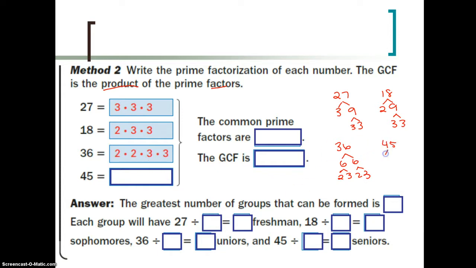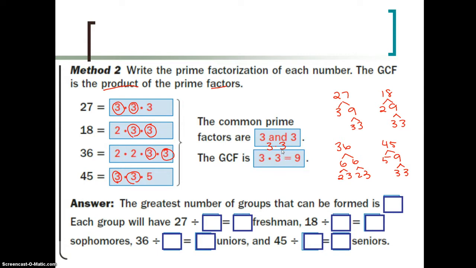And 45, which is 5 and 9. 5's prime, 9 becomes 3 and 3. So you have 3 times 3 times 5. Look at the common primes. Which ones are on every list? You can see there is a 3 here, 3 here, and a 3 here. So they're all in common. There's actually another 3 in every list. And I think that's it. So 3 and 3. When you multiply 3 times 3, the greatest common factor is 9. So the greatest number of groups that can be formed is 9.